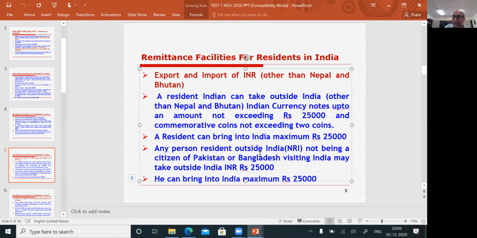Then a non-resident Indian, not being a citizen of Bangladesh or Pakistan, visiting India may take outside India 25,000. He can also bring into India 25,000. What is the content of this slide? A resident individual and a non-resident individual can take with them outside India 25,000 Indian rupees and can bring into India 25,000 Indian rupees, with certain country restrictions which are already there. Okay, then, sorry.